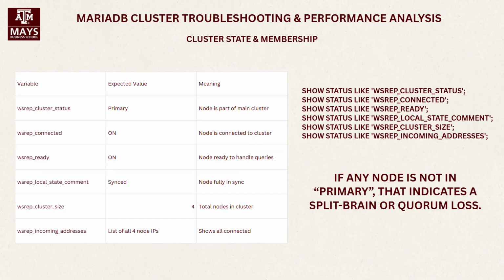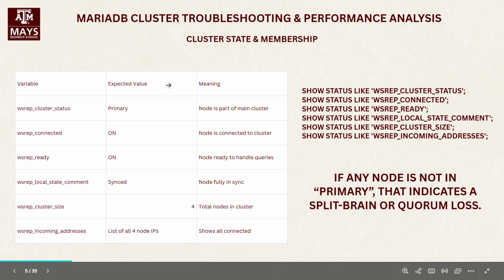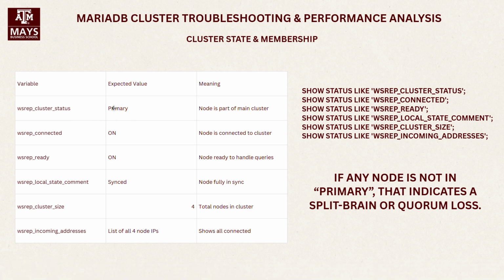Okay, moving ahead, I ran all of these queries on all of my servers. These are queries that tell me the status and health of my cluster. They tell us the status, if it is connected or not, if it is ready for exchanging log files, what the cluster size is, and what servers are part of the cluster. If any node is not in the primary state, that indicates that the cluster is in split brain.